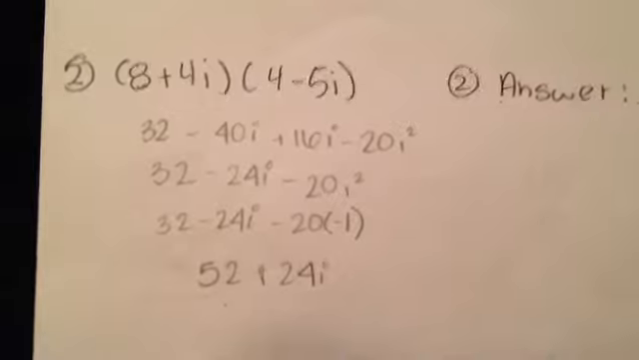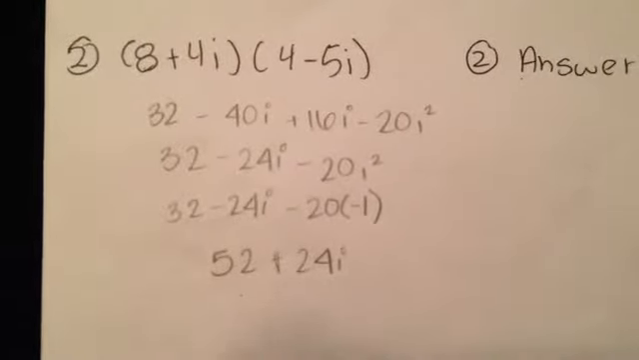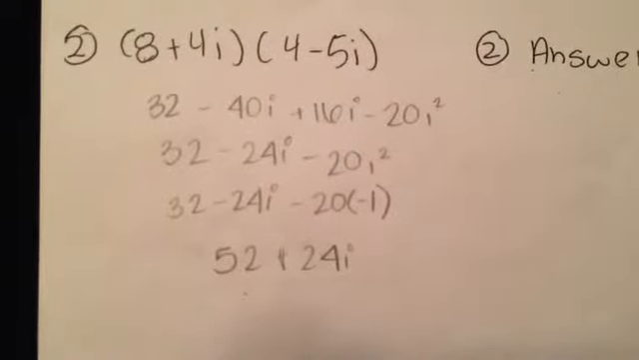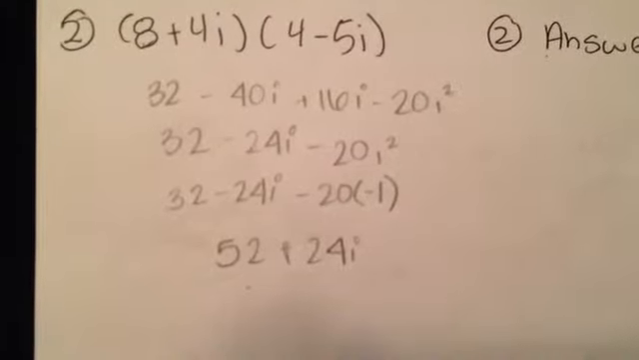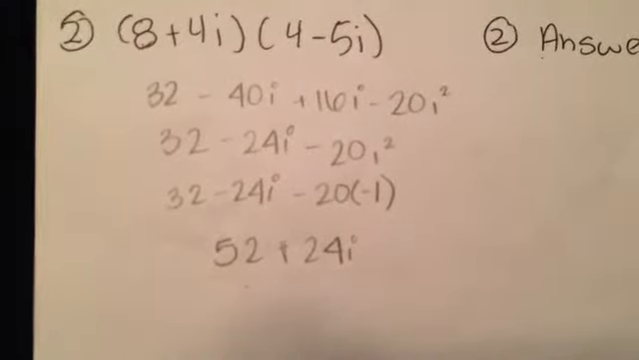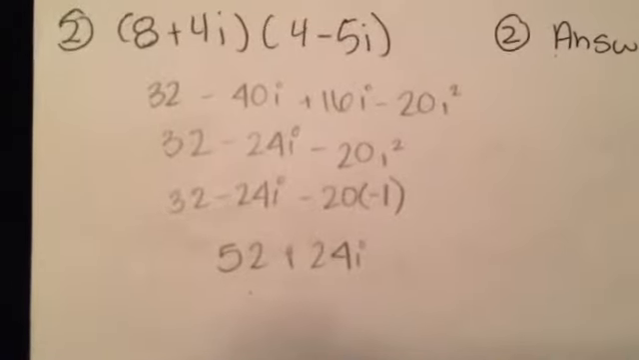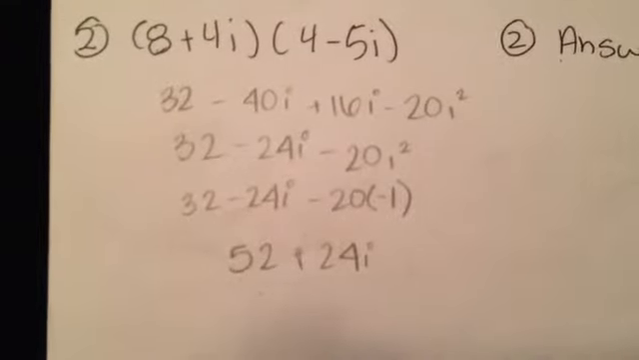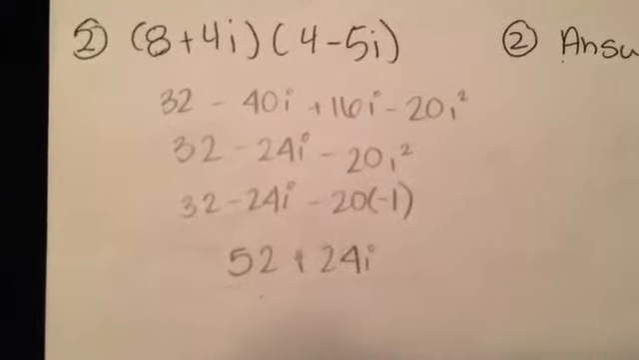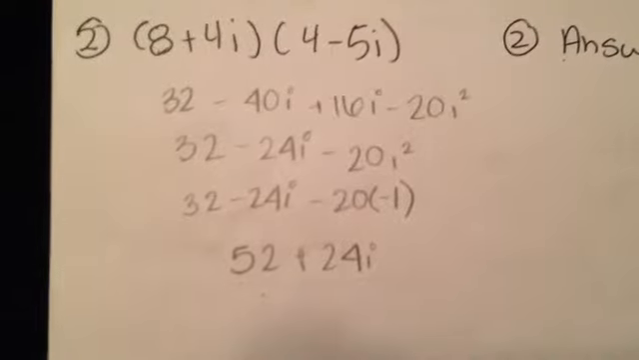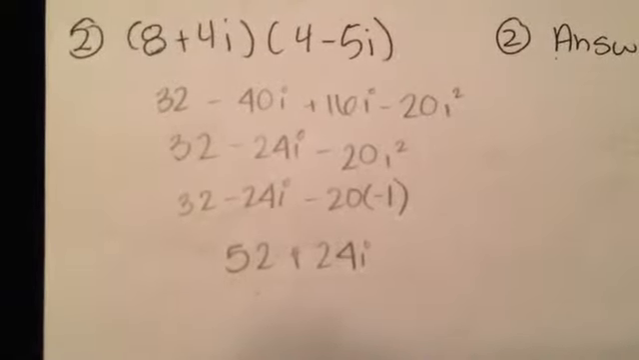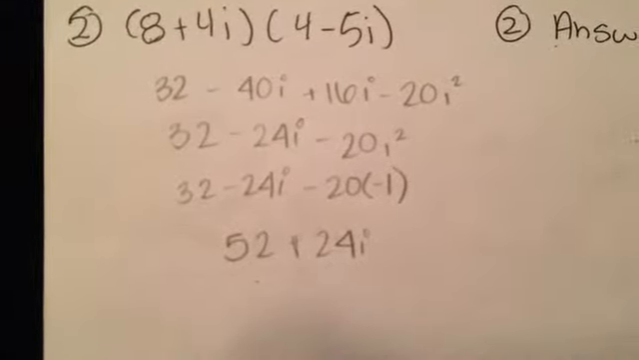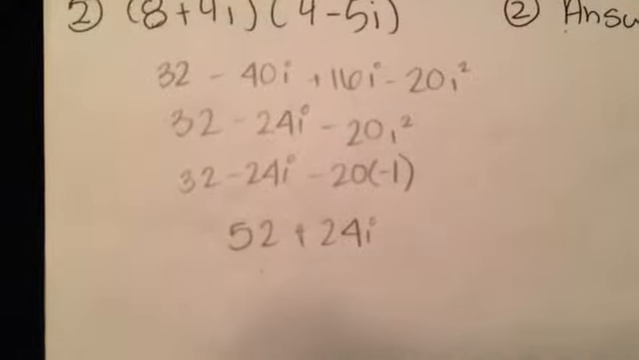Okay, so next we're going to do multiplication: 8 plus 4i times 4 minus 5i. If you do the multiplication, you get 32 minus 40i plus 16i minus 20i squared. If you simplify your like terms, you get 32 minus 24i minus 20i squared. Your i squared is equal to -1, so that turns into 32 minus 24i minus 20 times -1. Since the 20 is negative as well as the 1, your answer turns out to be positive. So it's going to be 52 minus 24i.